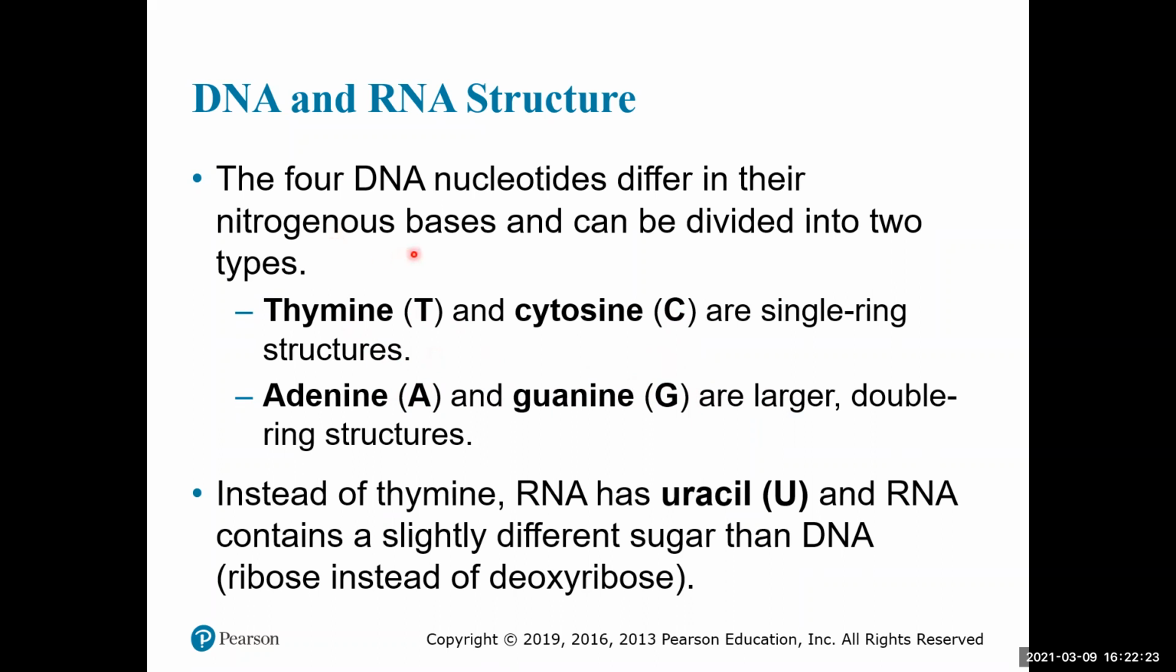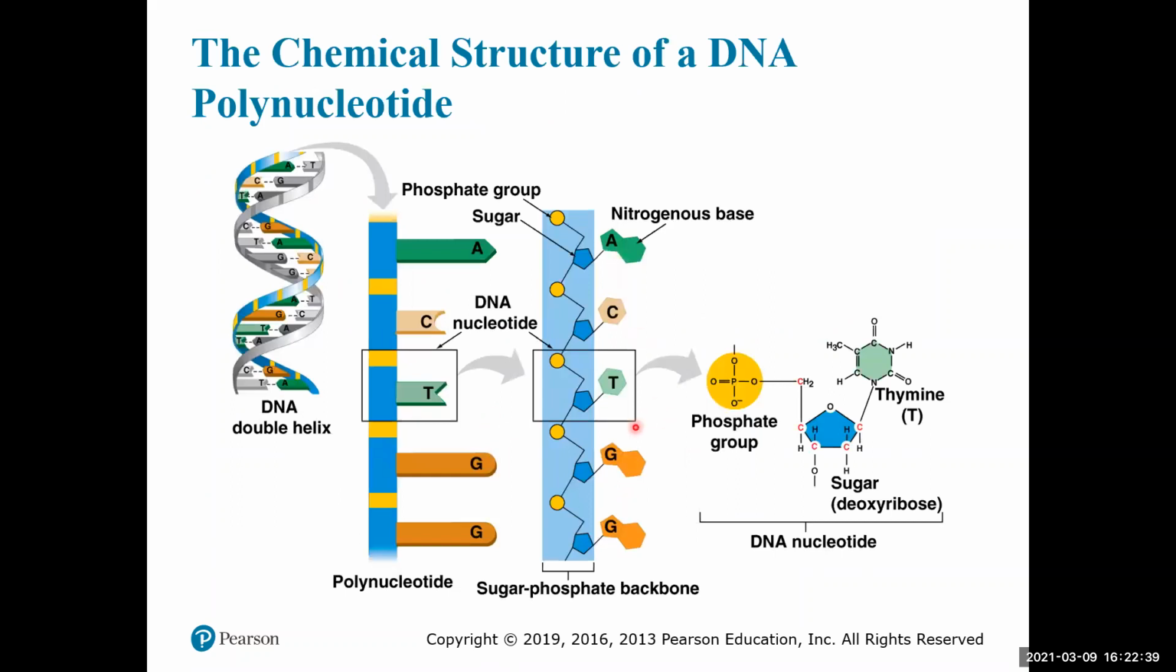And so we can break these nitrogenous bases up into 2 different types. Again, your single ring structures and your double ring structures. So T and C, so thymine and cytosine, are single ring. Adenine and guanine are double ring. And you kind of see that in this image here. So adenine has 2 carbon rings, thymine has 1, guanine has 2 carbon rings, cytosine has 1.